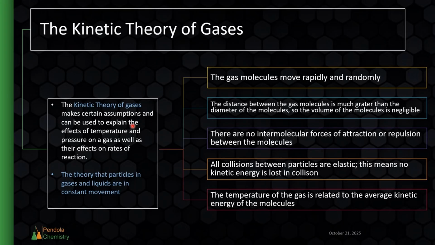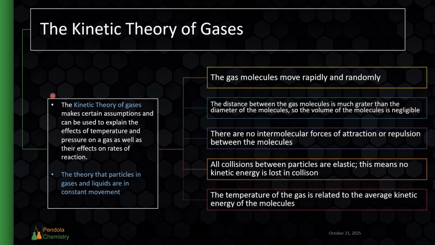It can be used to explain things like the effects of temperature and pressure on a gas, as well as the rate of a reaction. We're going to talk about rates of reaction in a later chapter, but for now, let's focus on how the kinetic molecular theory can explain the relationships between all the different properties of a gas: temperature, pressure, volume, etc.